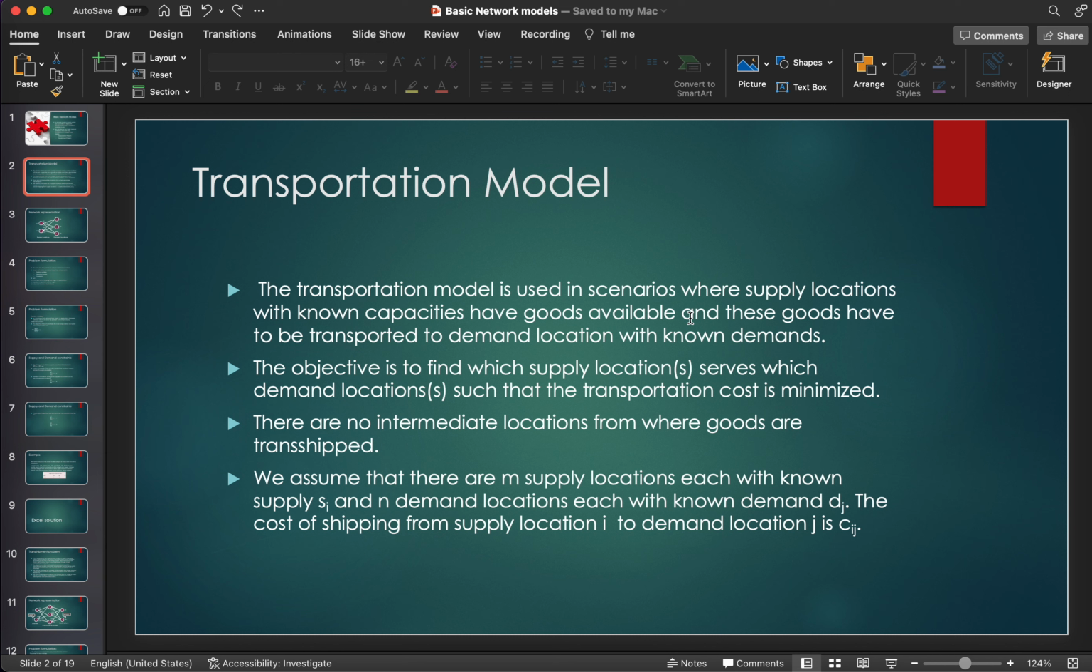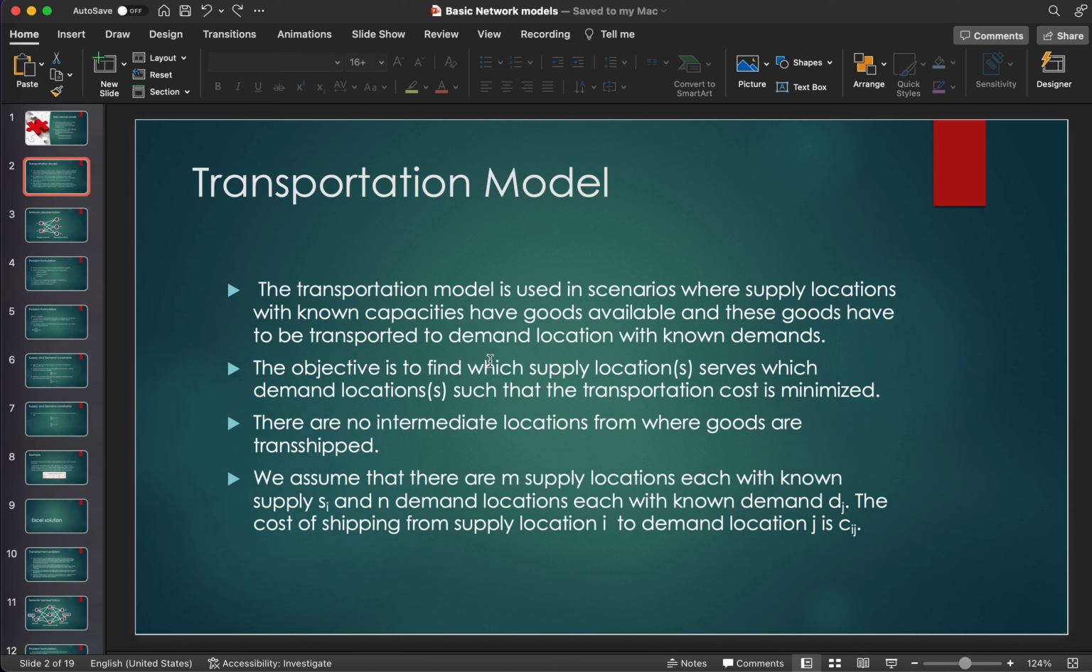The transportation model is used in a scenario where you have supply locations with known capacities, with goods available, and these goods have to be transported to demand locations where you know the demand at each location. So, supply locations with known supplies, demand locations with known demands, and the objective is to find which supply location serves which demand location, all at a minimum transportation cost. There are no intermediate locations. Goods flow directly from the supply locations to demand locations.